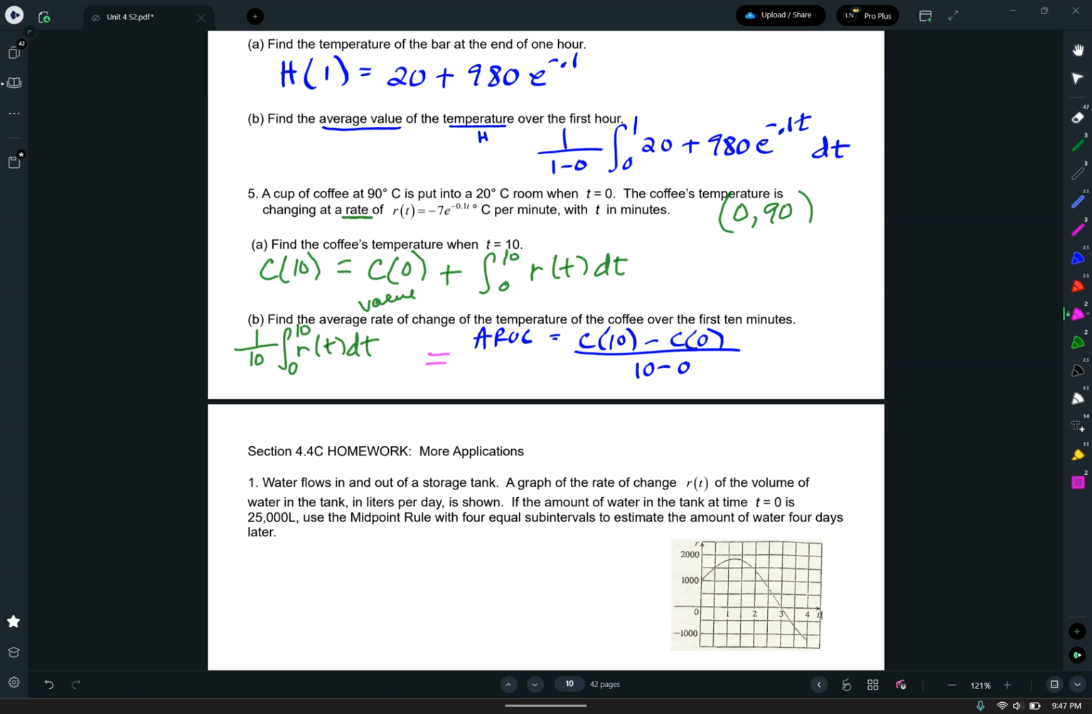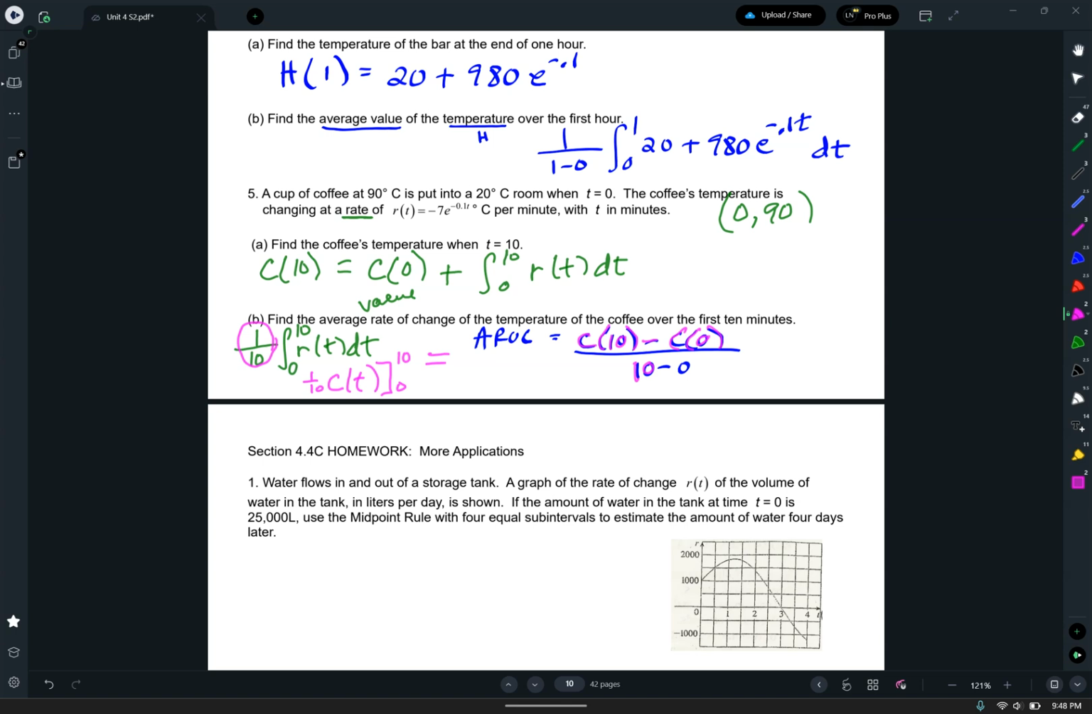Well, remember, R was the rate of change of C, right? So if you integrate R, isn't that going to take you back to the original temperature function, C of T? And if I evaluate that from 0 to 10, wouldn't that be C of 10 minus C of 0? The fundamental theorem says first you plug in the 10, then you plug in the 0. Well, where does this 10 minus 0 come from? Right here. If I have a 1 over 10 out in front of that, isn't that just like putting 10 on the bottom? So do you see these are the same thing?